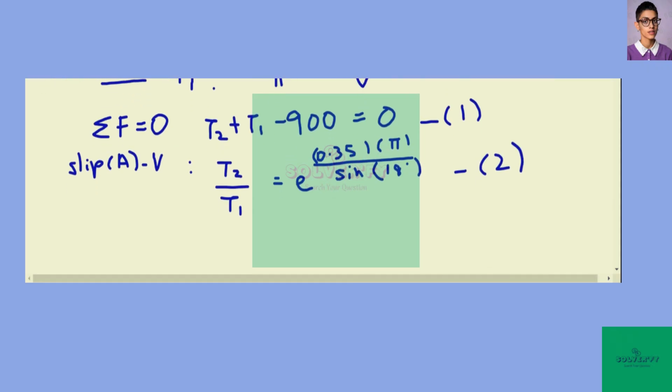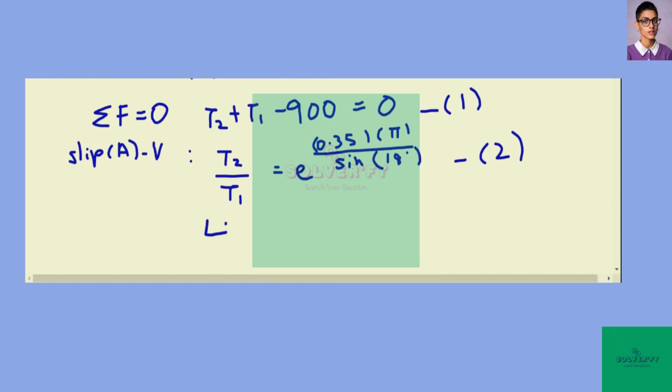So from these two equations, we can determine T1 and T2. T2 is our answer to B. And we can use that to determine the moments, which is our answer to part A. This is part A, this is part B.